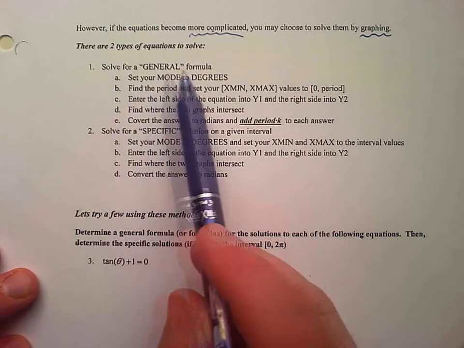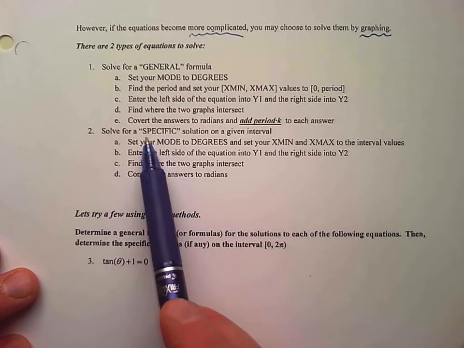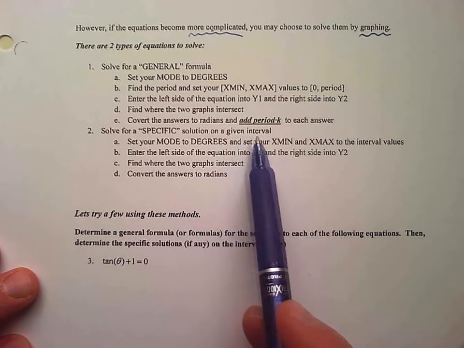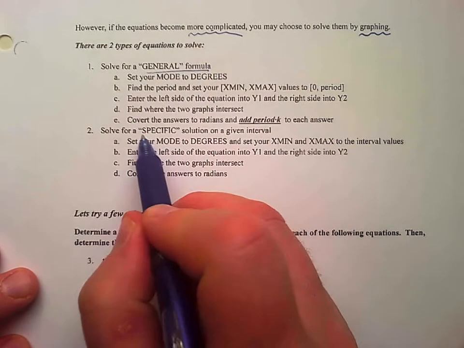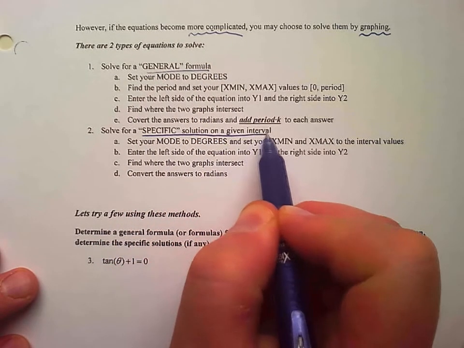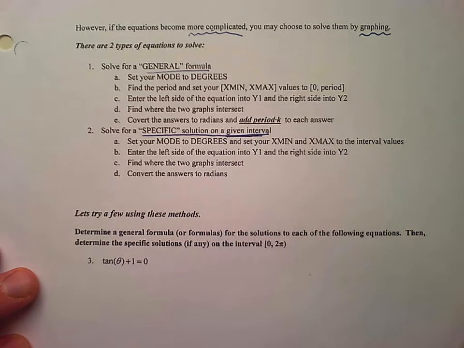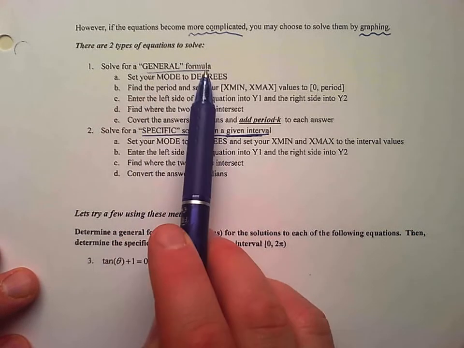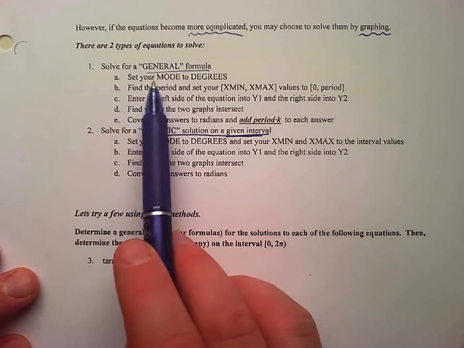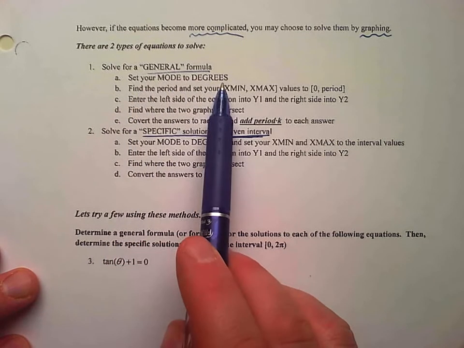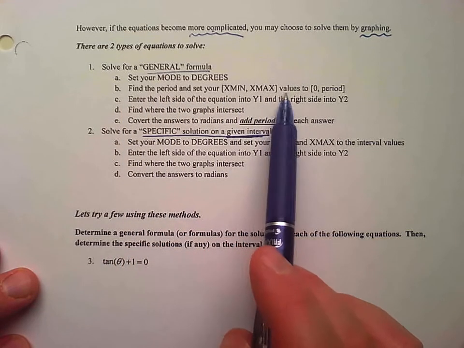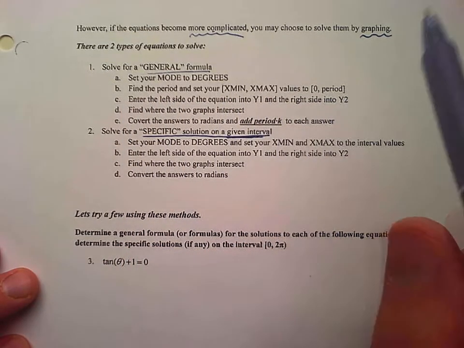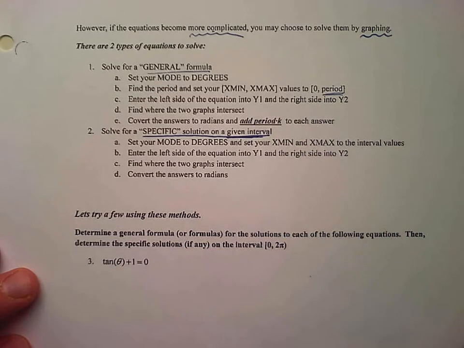If we're trying to solve for a general formula or if we're trying to solve for a specific solution in a given interval. So here, if we just have a general formula or if we have a specific solution that we're looking for in a given interval, we have two different ways that we can do this. Here, if we're trying to solve for a general formula, you would make sure that you set your mode to degrees. Then you would find the period and set your x-min and x-max values to 0 and then the period of the trigonometric function that you're dealing with.